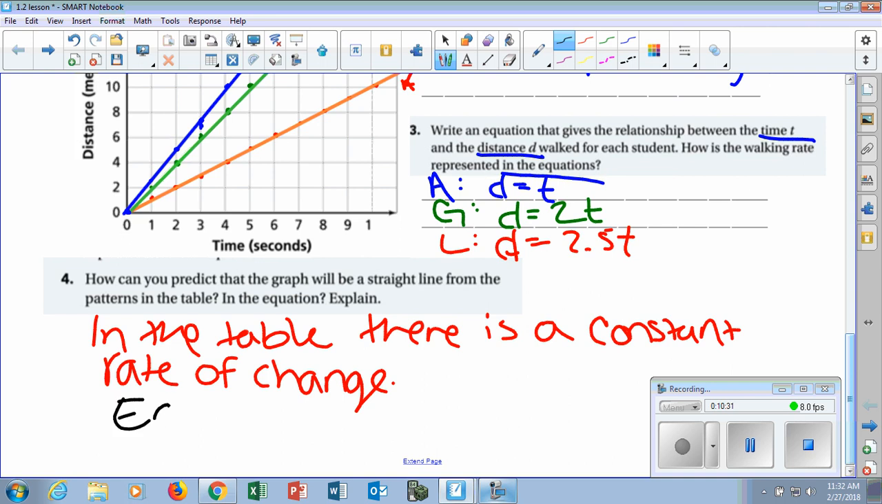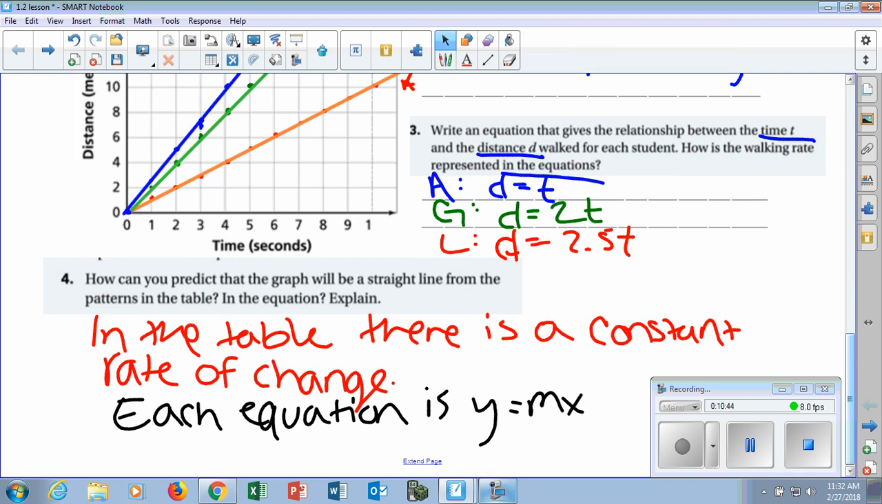Each equation is written in the form y equals mx. We don't have a b. We don't even include it. We just have our mx, which is our slope, which is our constant rate, which is our walking rate.